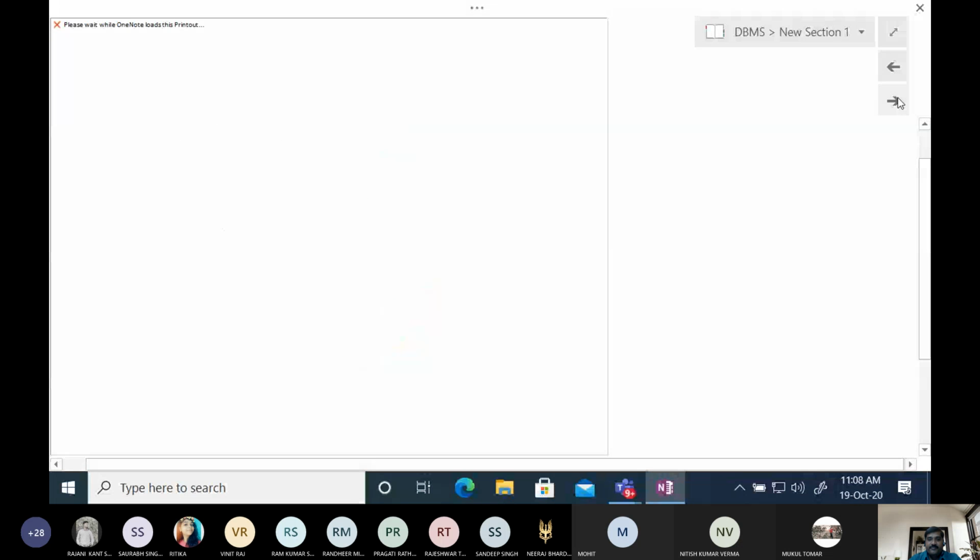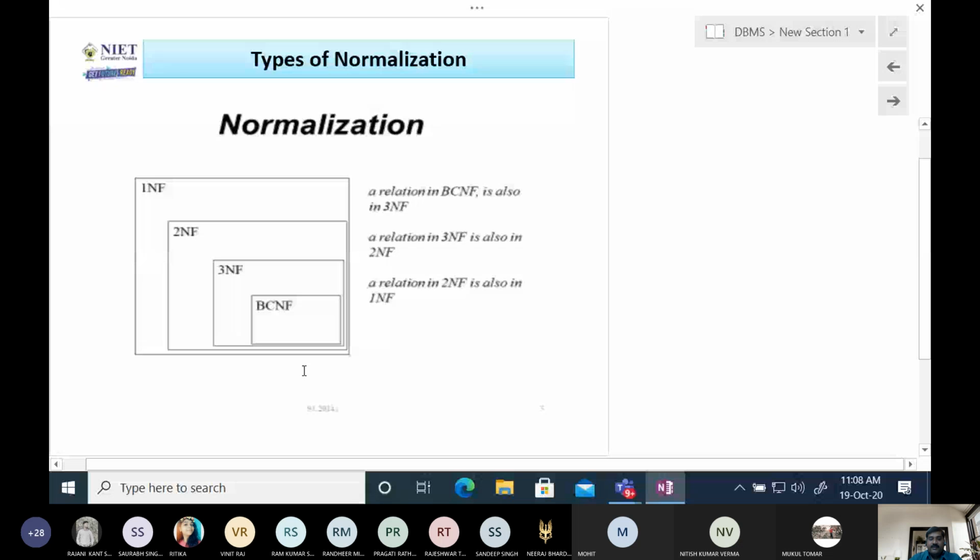And see this diagram. If your relation is in BCNF, then it is also in third normal form. If your relation is in third normal form, it is in second normal form. And if your relation is in second normal form, it is in first normal form. And if your relation is not in the first normal form, it means you have an unnormalized relation. That table is called an unnormalized table.